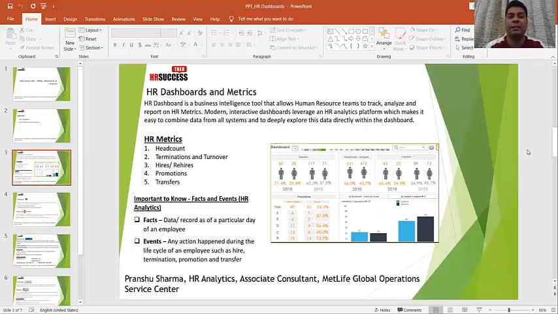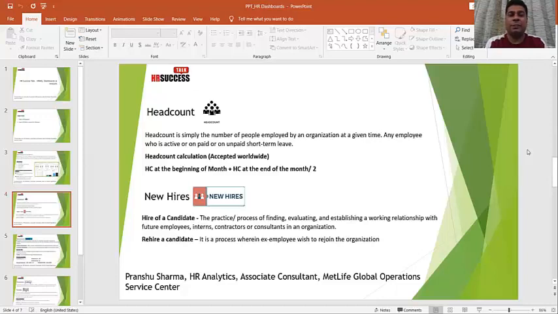So let's move on to the next slide. Let's start with the first metric, headcount. In simple words, headcount is the number of people employed by an organization at a given time. Any employee who is active in the system or on short-term leave with pay or without pay can be considered an active employee. To calculate average headcount for a particular period, you can simply use the formula: headcount at the beginning of the month plus headcount at the end of the month, then divide it by 2, and you will get the average headcount for that period.